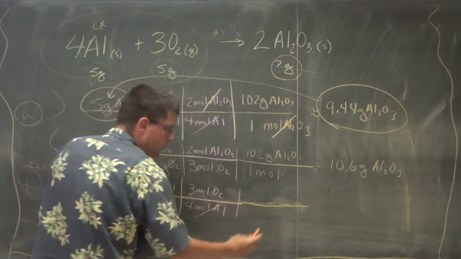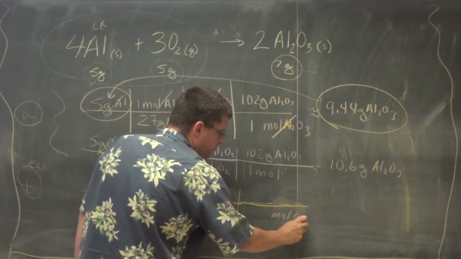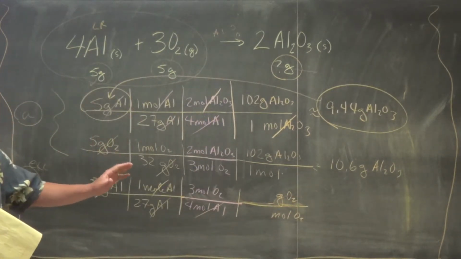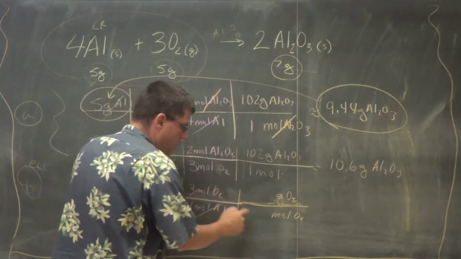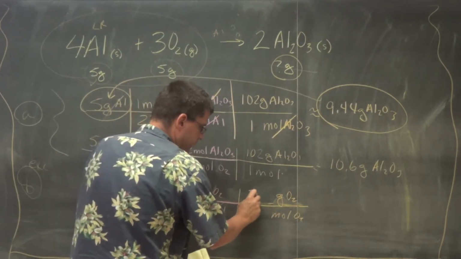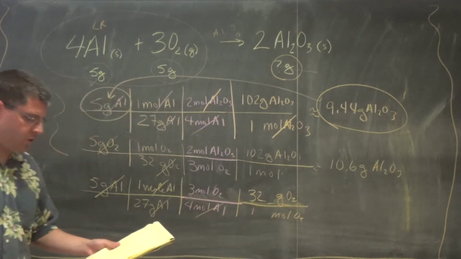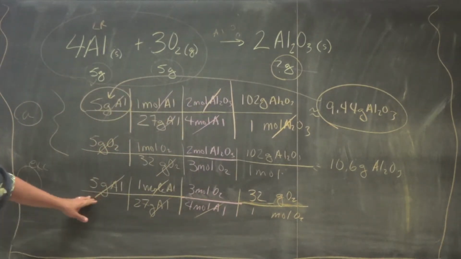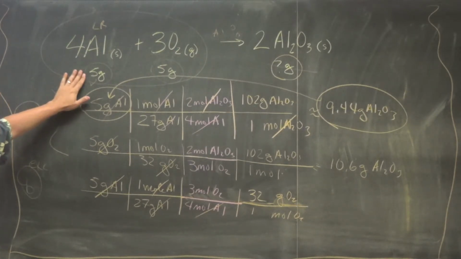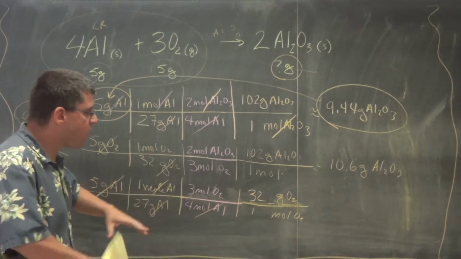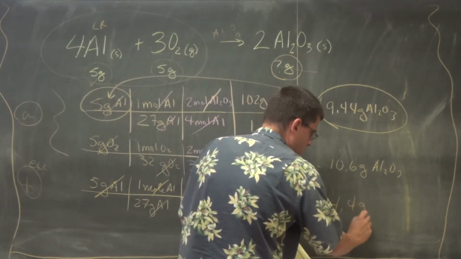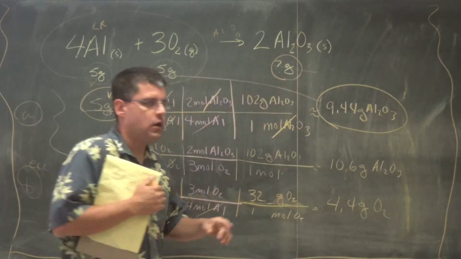Cancel, cancel. What unit goes down here? Moles of O2. What goes up here? Grams of O2. I want to figure out how many grams we have right here. So I've got 1 mole, and my molar mass is going to be 32 grams. So overall, now here's what the answer is. Given 5 grams of aluminum in the beaker, that's my limiting reagent. What I'm going to get right here, the answer, I'm going to tell you the answer, is 4.4 grams of O2.